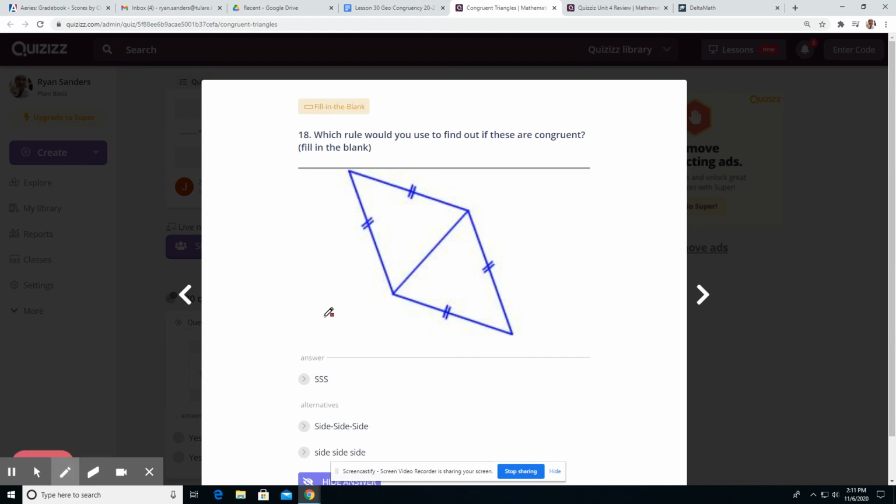Which rule would you use to find out if these are congruent? Well, remember, it shares that side. First thing you should do is mark it. Side, side, side. Same thing, side, side, side. It has all three sides that match.